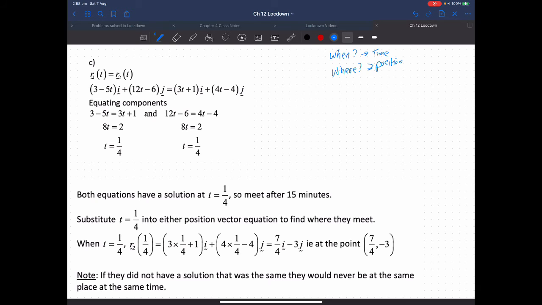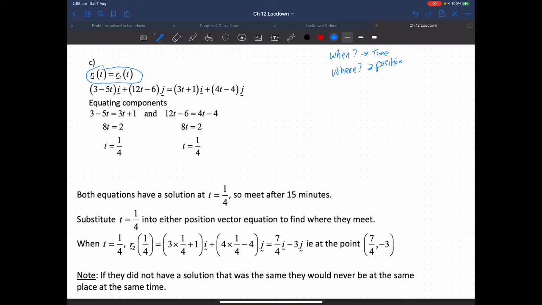It is possible for two particles to cross a path of each other but at different times. Then they won't meet. When they do meet, their position has to be the same for both x and y, and that time has to be the same when they're at that position. So what I've done is I've equated the two position vectors that I have.